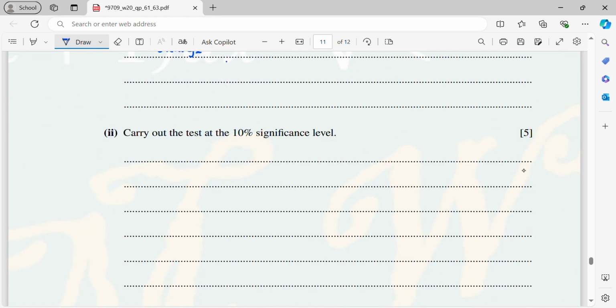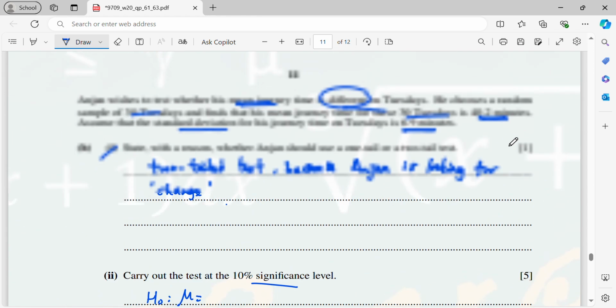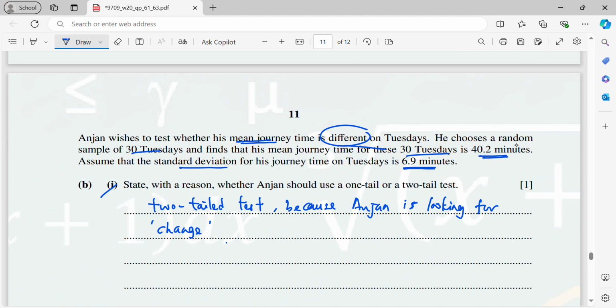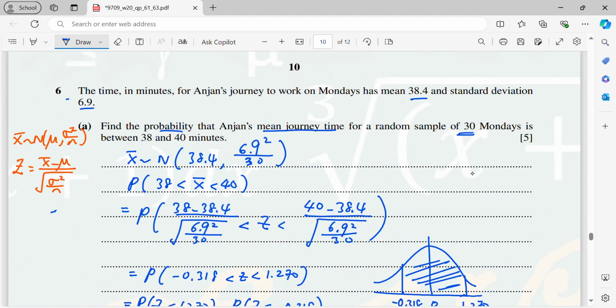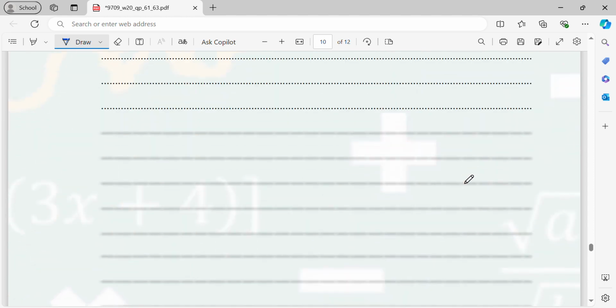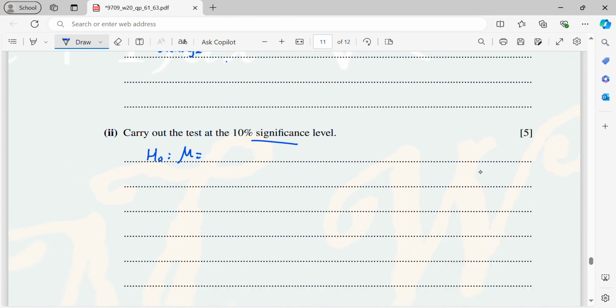Now, part 2, carry out the test at 10% significance level. So now, H naught, the mu initially, okay, let's check. The mu is 38.4. This is for Monday. Now on Tuesday, whether there is a change, so H1 is mu not equal to 38.4. And then the alpha is 10%, 0.1.